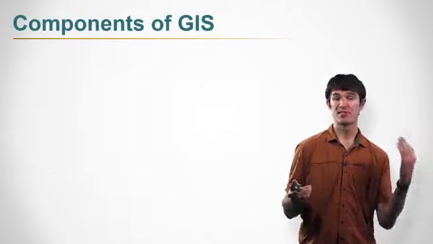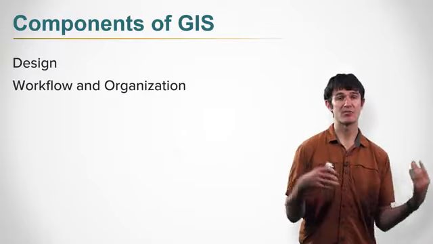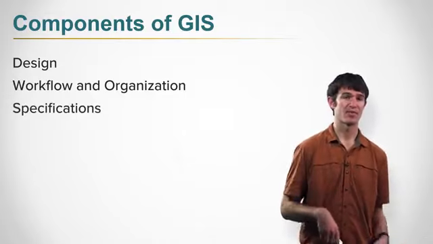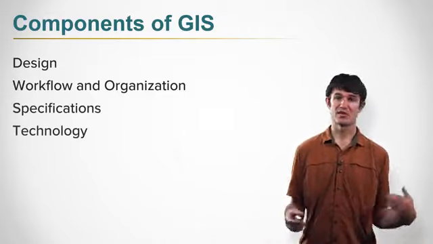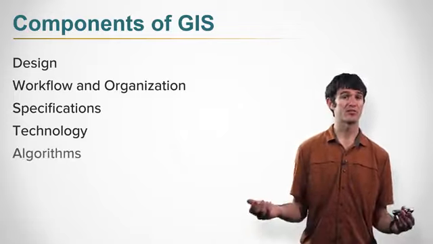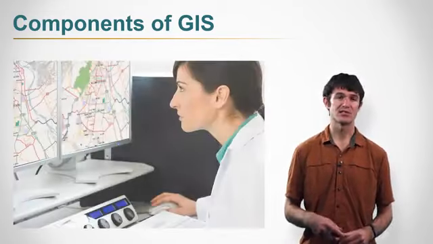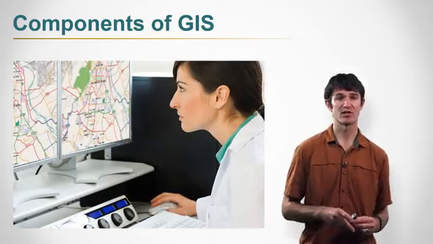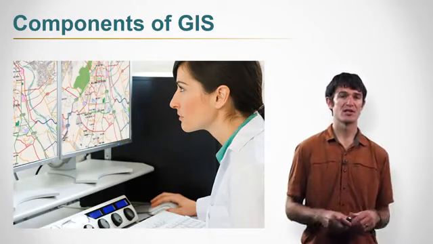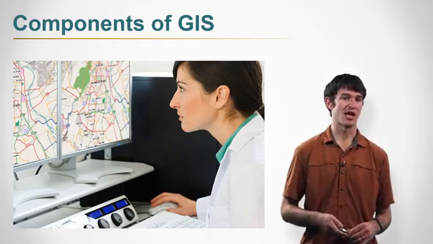Components of GIS, potentially, are design, workflow and organization, how your data moves through it and how you analyze it, the specifications of your data or of your software, the technology involved, so that would be from the computing hardware to the software to what the user interacts with, the algorithms involved, which ties back to the workflow and the organization, and then the research that goes into it. This stuff is built on years and years of research on how computers work, on how location information is gathered and processed and used. So there are all sorts of things you should be thinking about in a GIS.